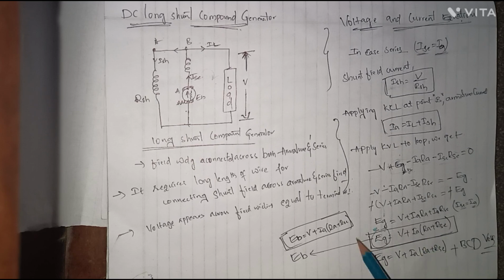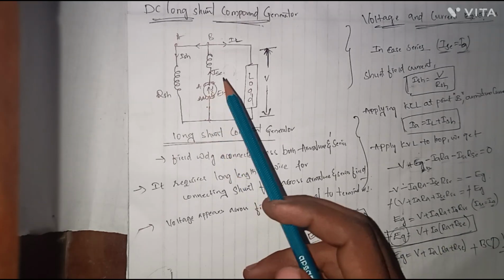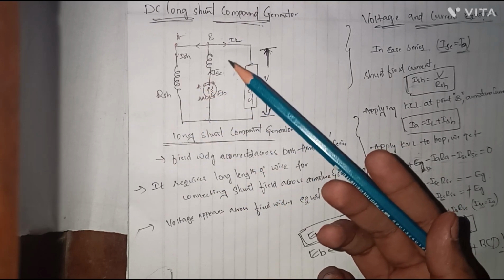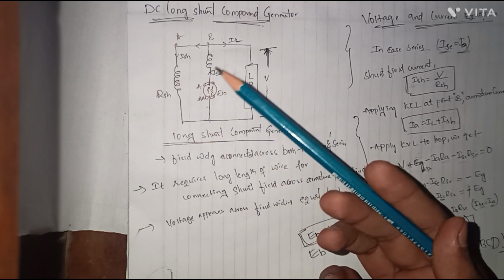Successfully completed the DC series generator, DC shunt generator and compound generator. These are the self-excited generators, which can be classified into 3 types: series, shunt, compound. We discussed all of these.